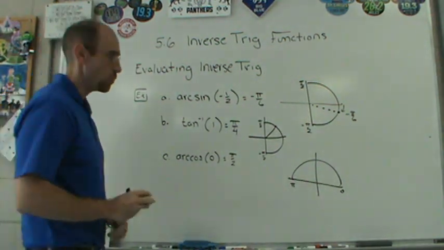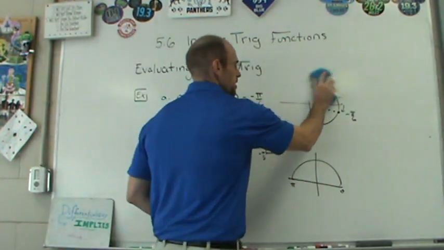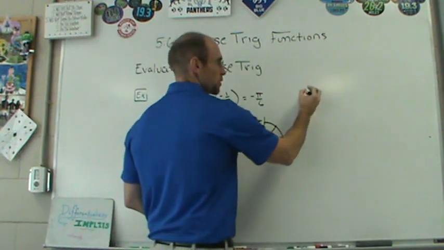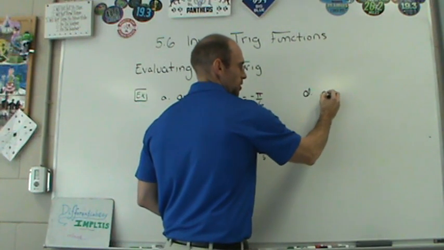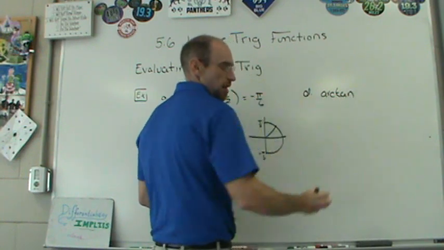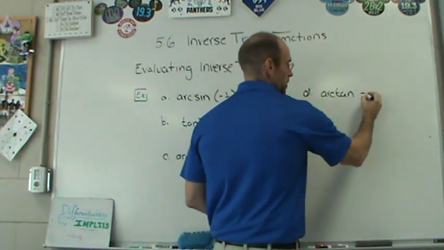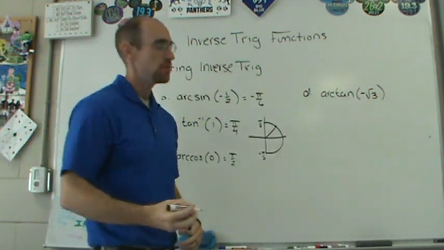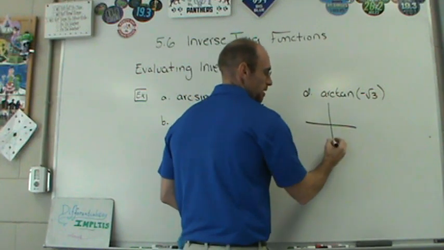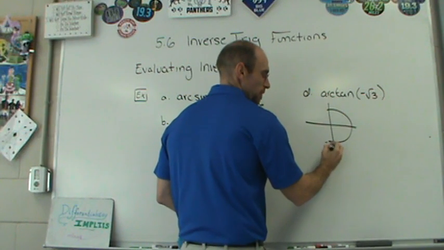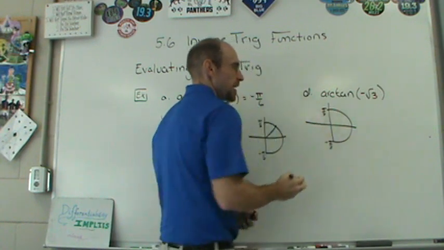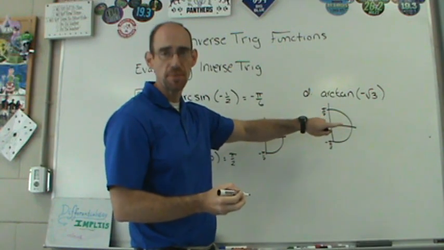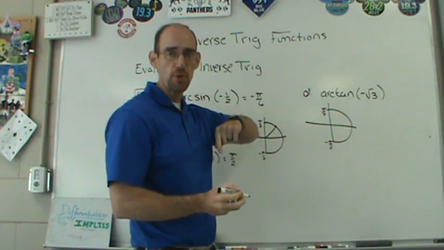Okay, let's do one more. Okay, let me just erase some of this here. Let's do inverse tangent. So arc tangent of, let's do -√3. Again, got to work with that restricted range. So we're dealing with that right side of the unit circle, -π/2 to π/2. If it's negative, it's got to come from the bottom, okay? Because we know tangent's positive in the first quadrant.